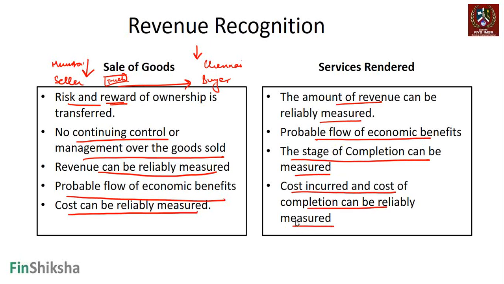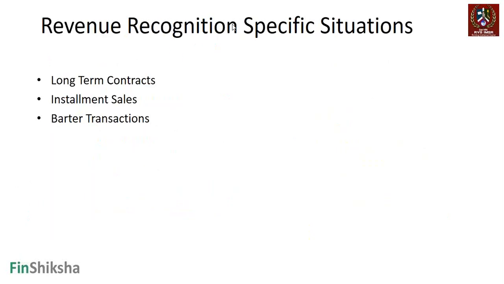I'll take an example and explain this in terms of how you look at cost incurred and cost of completion, or the stage of completion here, as well as the stage of completion in the context of sale of goods. Now, there are specific situations where revenue recognition will become tricky. So we will look at each of these situations.